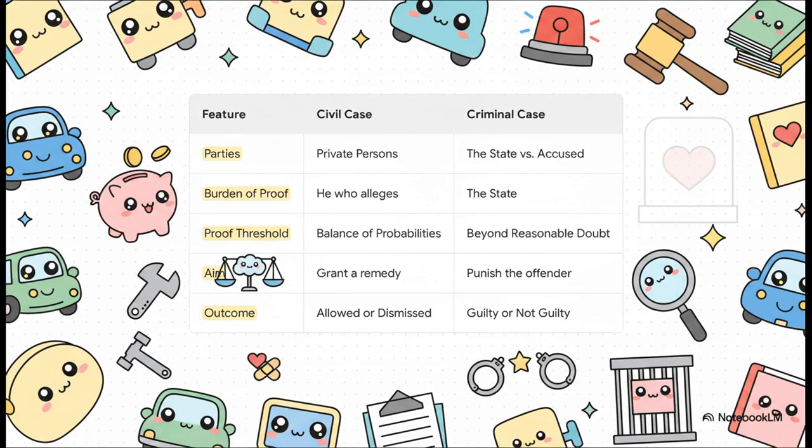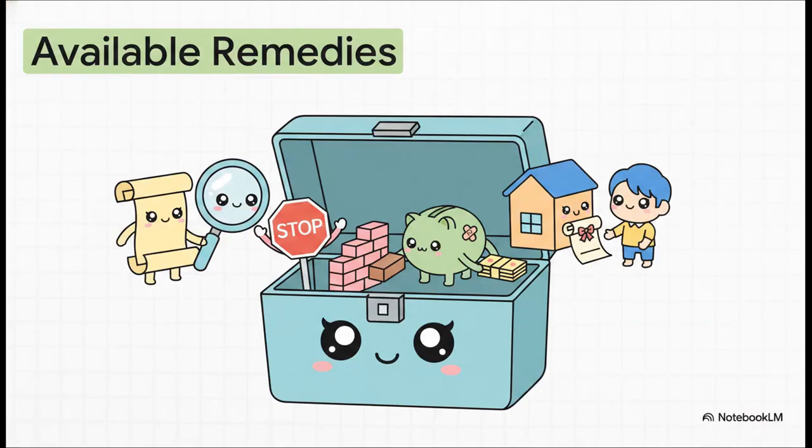Okay, this table really breaks it all down beautifully. In your civil case, it's you against the other driver, just two private people. In a criminal case, it's the full power of the state versus an accused person. And check out the proof threshold. In a civil case, you just need to tip the scales slightly in your favor, what we call a balance of probabilities. But the biggest, most important takeaway here is the aim. Civil law is all about getting a remedy, getting your car fixed. It's not about punishment.